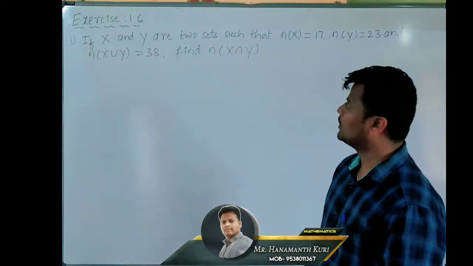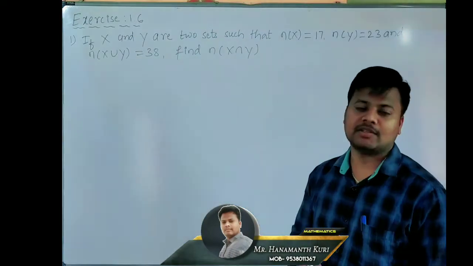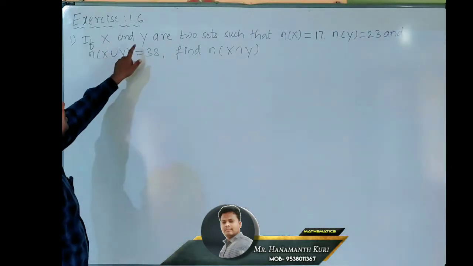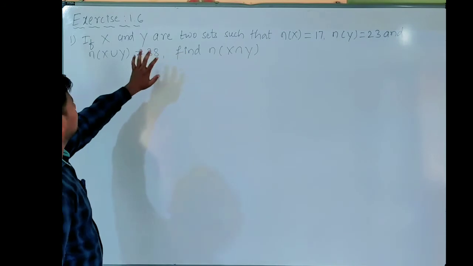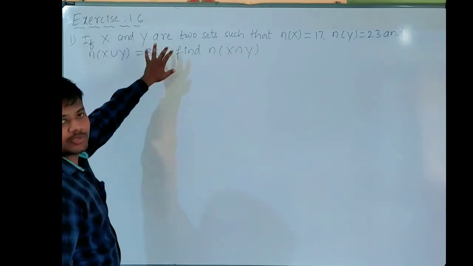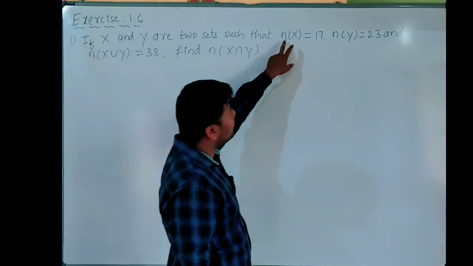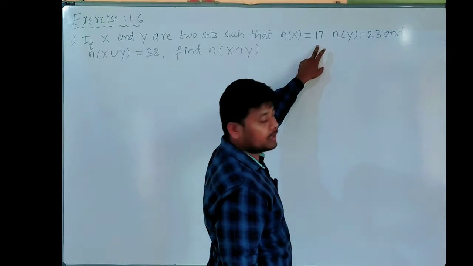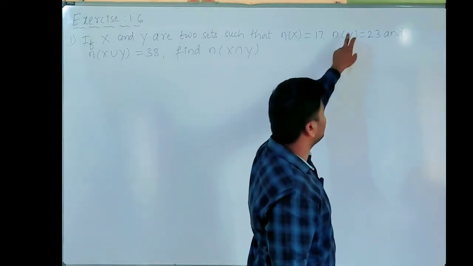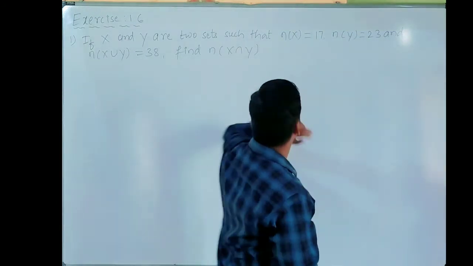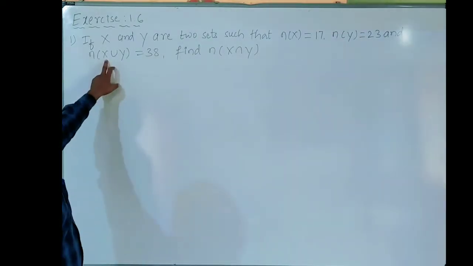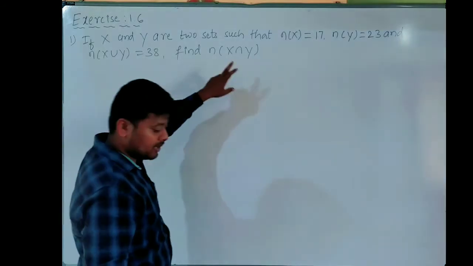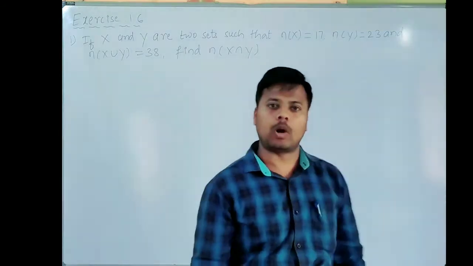In this class, we will see the solution for exercise 1.6. In the first problem, if x and y are two sets such that the number of elements in set x, n of x, equals 17, the number of elements in set y equals 23, and the number of elements in x union y equals 38, we have to find the number of elements in x intersection y.